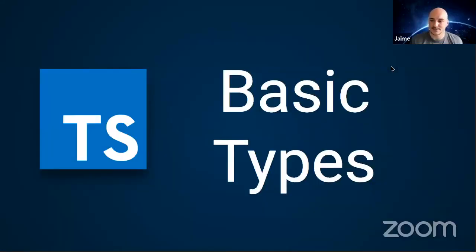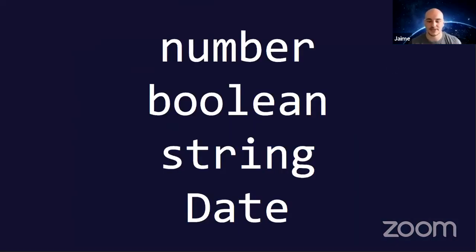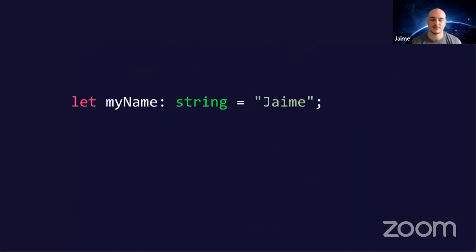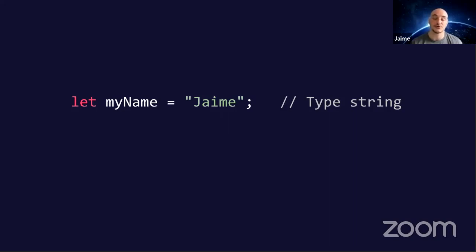Okay, basic types. So number, Boolean, string, date. This is how you put a basic type annotation in TypeScript. So we have this, let myName: string = Jamie. That string is a type annotation that tells the type system that this is a string. But we don't really need to do it because we have type inference. The TypeScript compiler is smart enough to understand that that is a string, and it does that for you, so you don't need to do it.